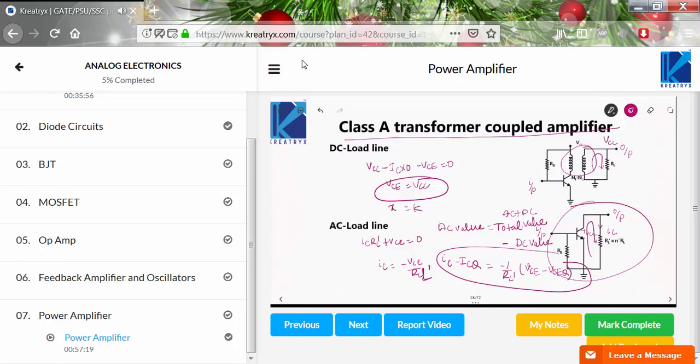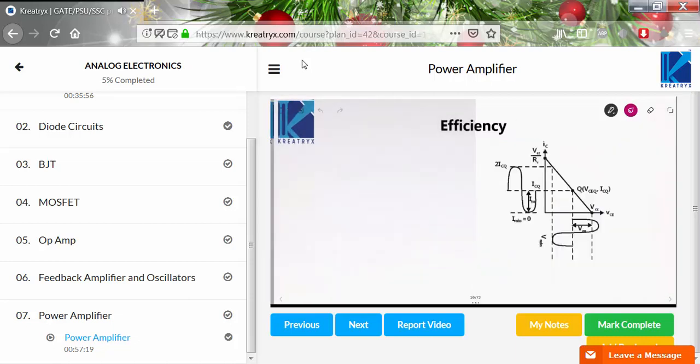Now what about the DC load line figure? This is our DC load line. Here DC load line is nothing but a vertical line, it passes through VCC because X equal to K means VCE equal to VCC, right? So it's a vertical line, and this represents the AC load line because it passes through the operating point having a slope of minus 1 by RL dash.